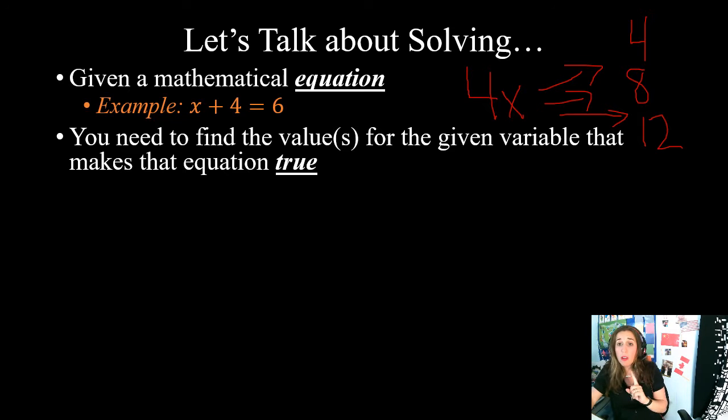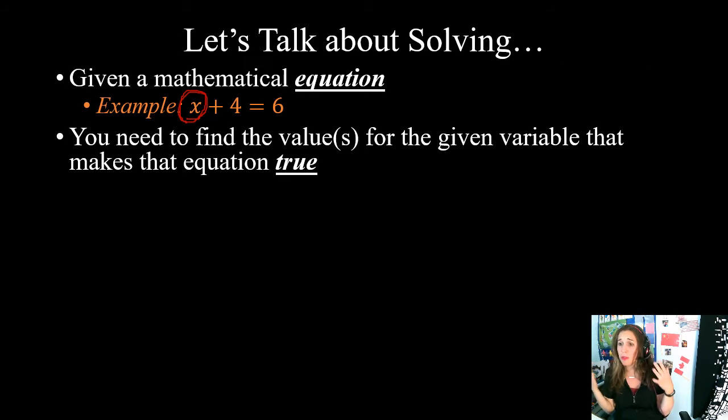An equation is all about the relationship. We cannot go willy-nilly plugging in any value for x into this equation. There is only one value for x that will make that relationship of equality hold. And that's why we're solving. That's what we're trying to figure out, okay?